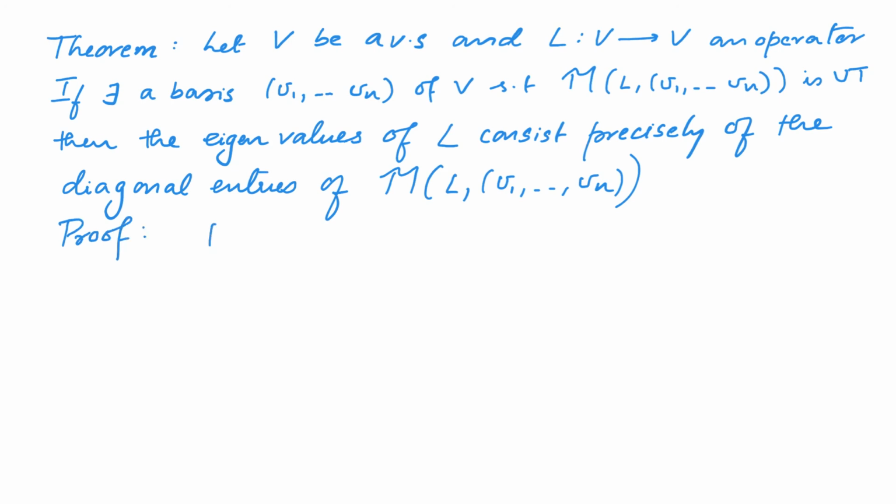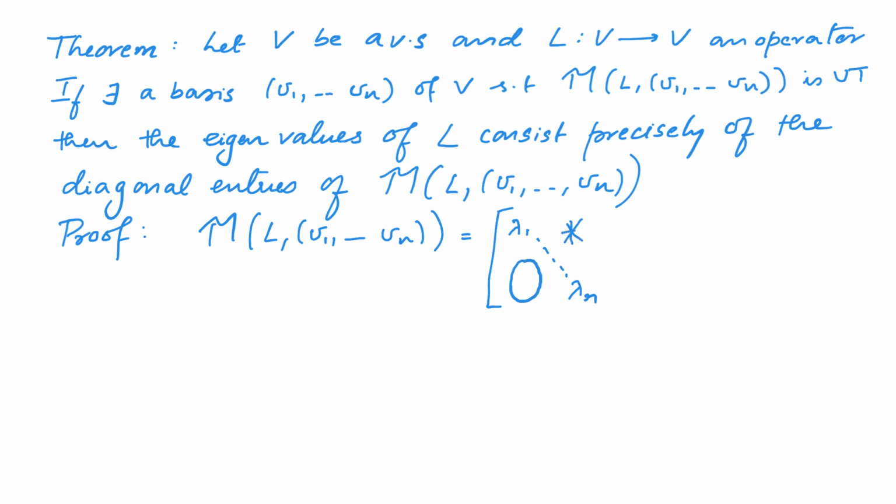Let the matrix of L with respect to the basis V1 to Vn be equal to the matrix that has its diagonal entries equal to lambda 1, lambda 2, lambda 3, etc. up to lambda n. All the entries below the diagonal are 0 and we don't really care too much about the entries above the diagonal.